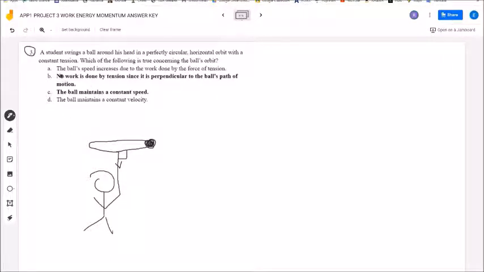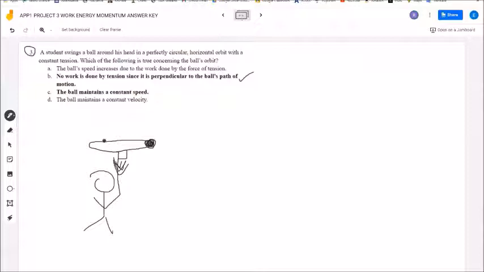Answer choice B says no work is done by tension since it is perpendicular to the ball's path of motion. That's true. That's what we just discussed. Since they share no components in the x or y direction, no work is done by the tension force. So B is correct.